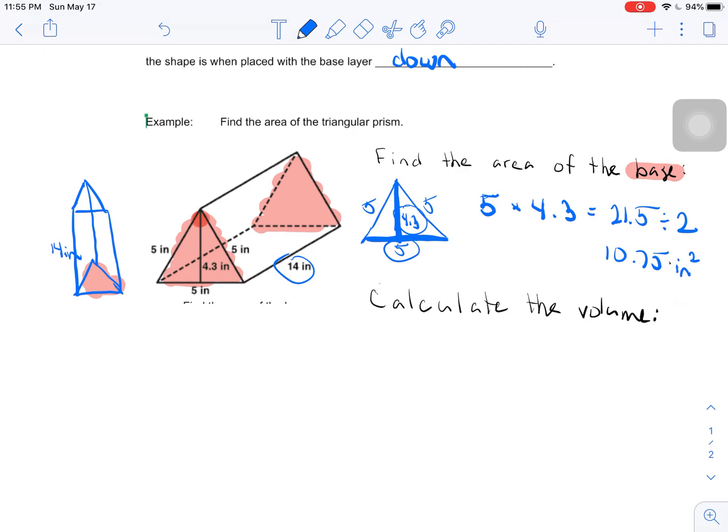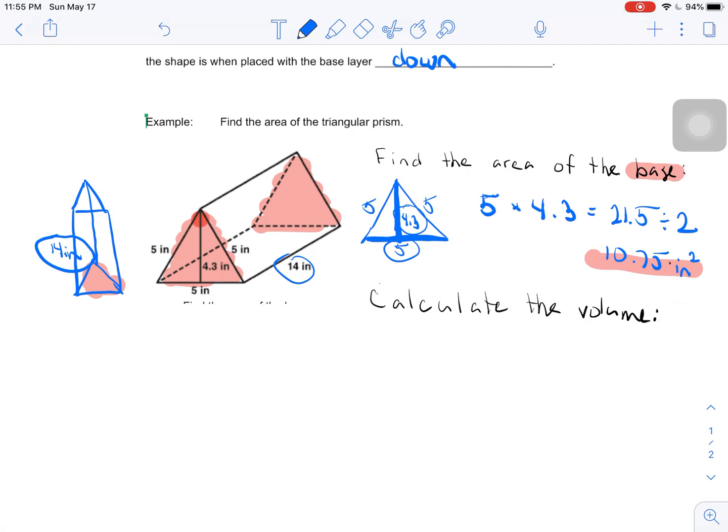And we're measuring in inches, so area we would measure in square inches. You can write that as inches squared. So try to get the right units on your area. And we'll also talk about volume units here in just a second too. So that is the bottom layer of this triangle, or this triangular prism.